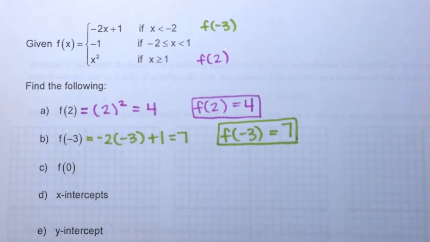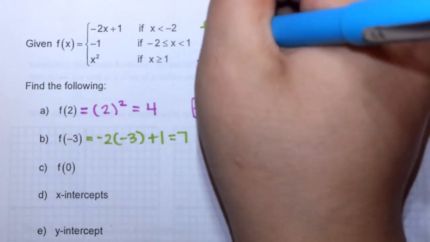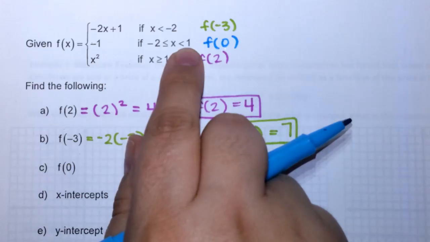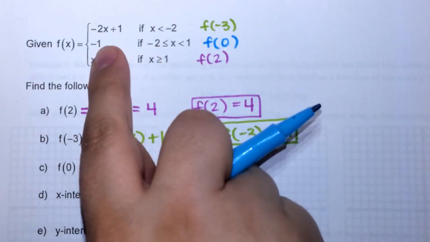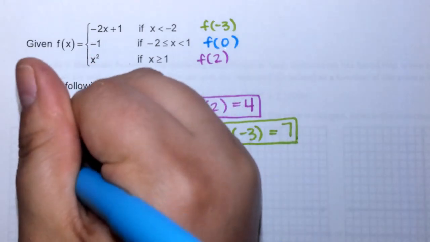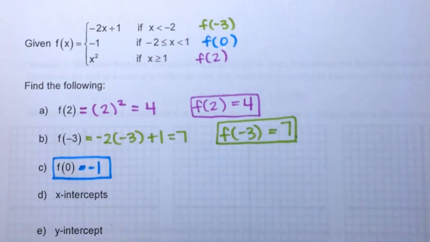Last but not least, what is f of 0? Which equation am I going to use? 0 is between negative 2 and 1, so what is my answer? Do I plug in anything? It literally is just negative 1. What questions can I answer? We're okay? Alright, here's where it gets tricky.